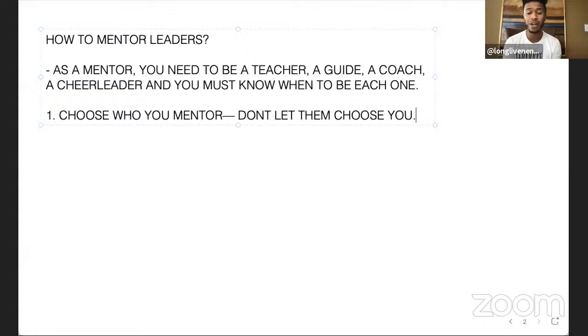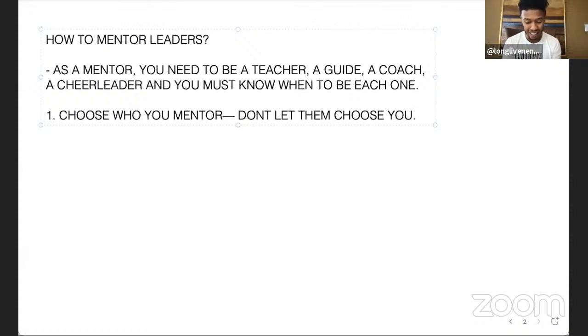Who are you going to help? Who are you going to guide? Who are you going to help take to the next level? Because this is what he says: letting others pick who you mentor would be like selecting your investments by agreeing to buy any fund from any salesperson who called to pitch it to you. There's no telling what you would end up with or what the outcome would be.